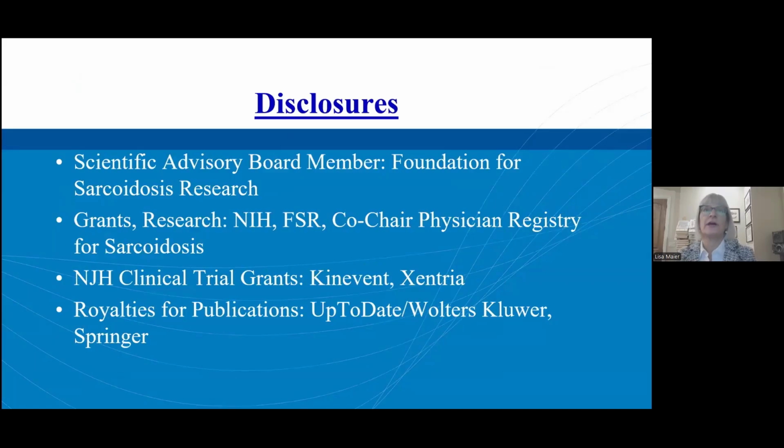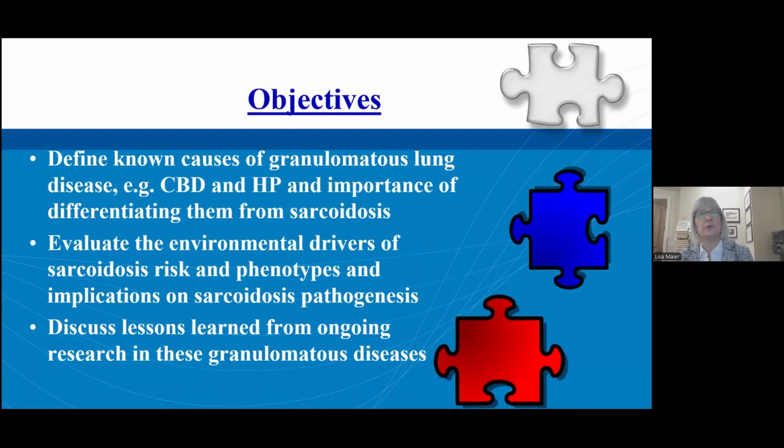I just have my disclosures here that will not impact our talk, and our objectives really are to walk through some of the known causes of granulomatous disease, taking a few moments to focus on a couple near and dear to my heart: chronic beryllium disease, where I started my clinical and research practice, as well as hypersensitivity pneumonitis, and talking about sarcoidosis and really trying to drill down on what are some of the drivers that may be causing or implicated in sarcoidosis risk, and then how we're looking at these three different diseases to let us think through some next steps that we can help move the field forward.